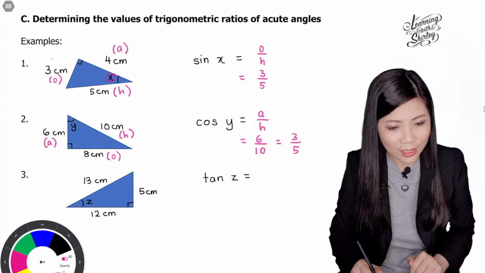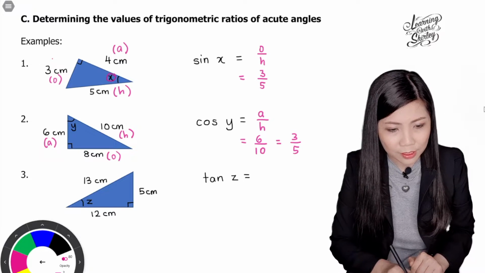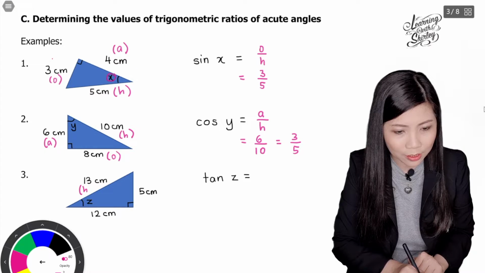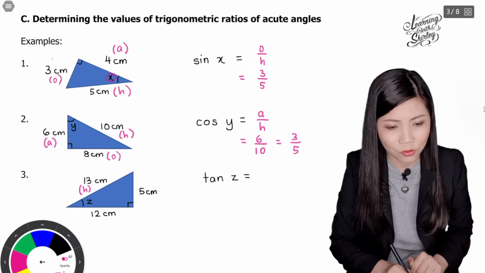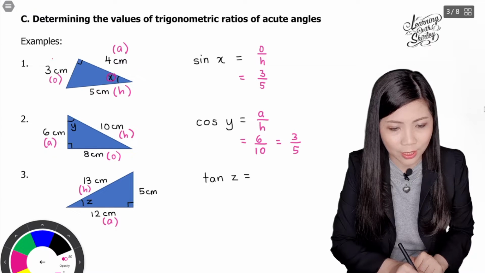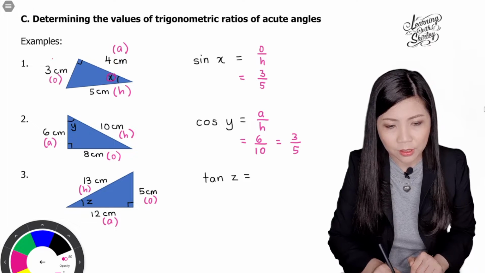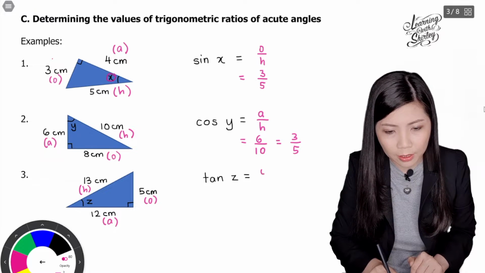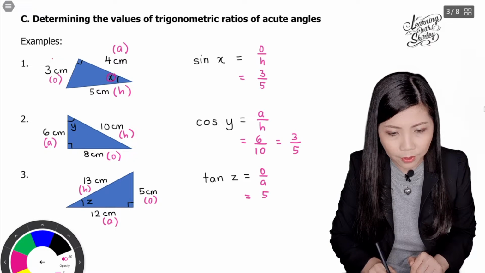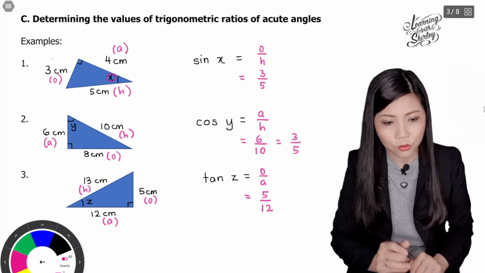Okay, so next, tangent. We label the HAO first. So here is the H because it's the longer side of the triangle. And then A will be this because it's the adjacent side to the angle. And this is opposite because it's the opposite side to the angle. So tangent is O over A. O is 5 and A is 12, so 5 over 12. So that's the answer.